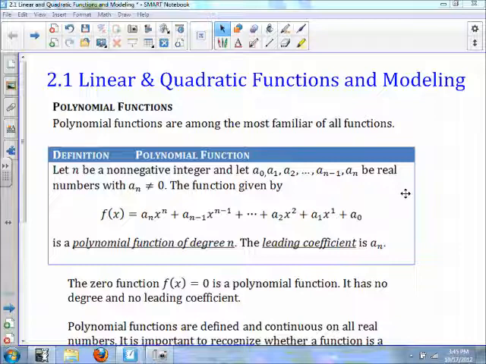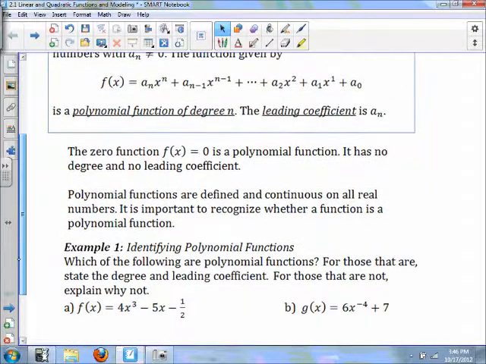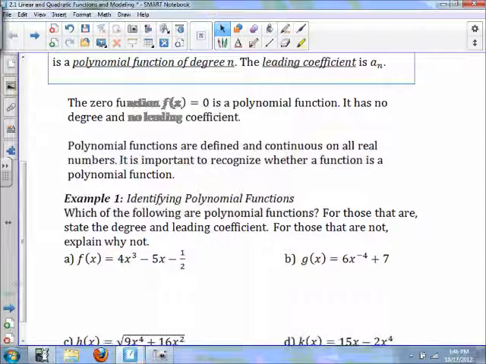The leading coefficient is a sub n. Now, I realize it was all a bunch of gibberish there, but the most important thing that we'll see is all of our powers, in order to be a polynomial function, the power has to be positive or 0. It cannot be negative. If the power is negative, it will not be a polynomial function. Now, the 0 function, f of x equals 0, is also a polynomial function. It has no degree and no leading coefficient.